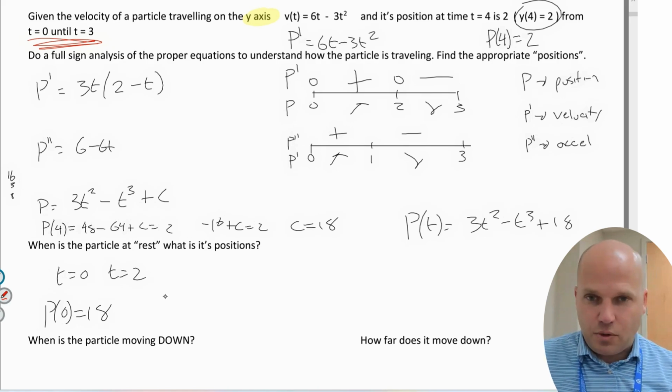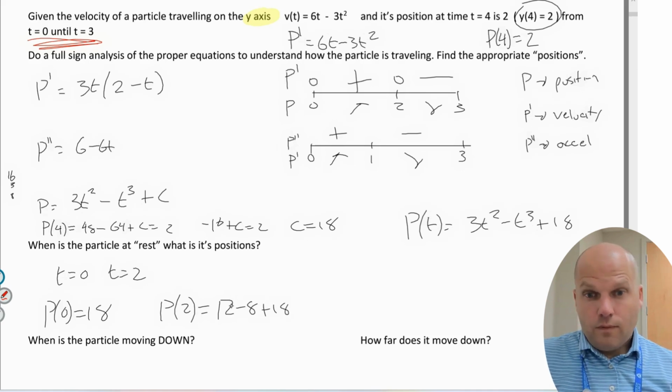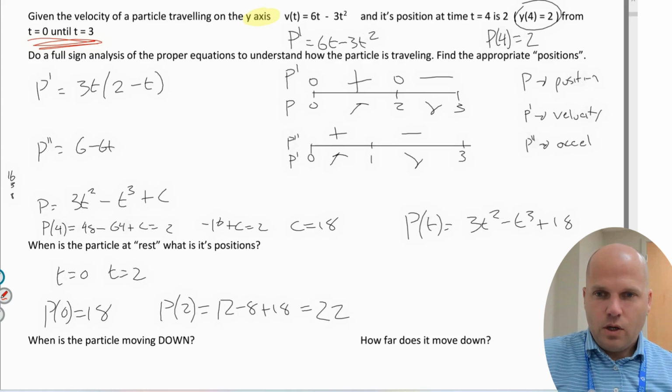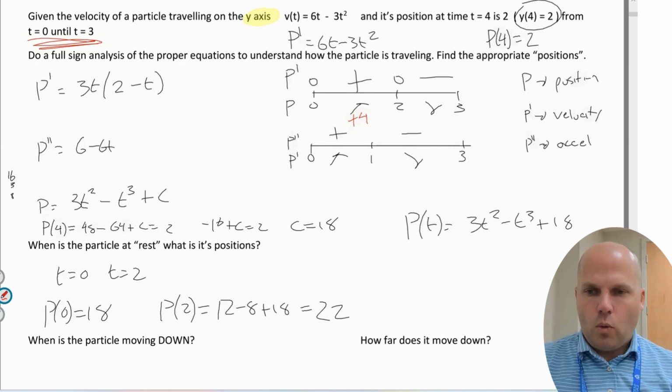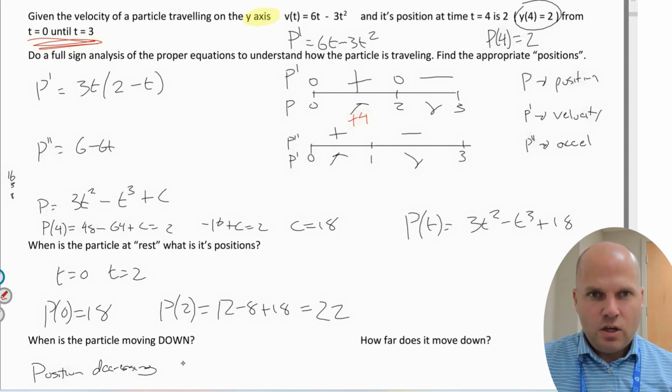My position at time 2 is 12 minus 8 plus 18. 4 plus 18, which is 22. Does this make sense? I start at a position of 18. I increase by 4 to a position of 22. Great. When is the particle moving down? When its position is decreasing. The position is decreasing when the velocity is negative, or when the derivative of position is negative. Position is decreasing from 2 to 3.